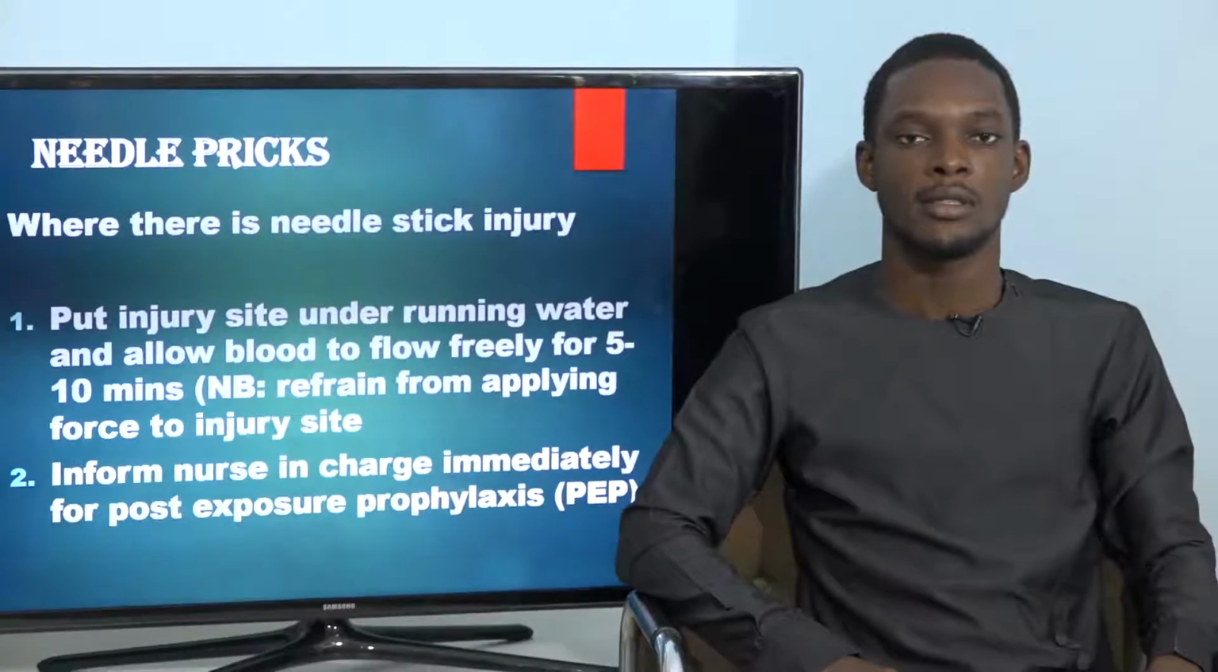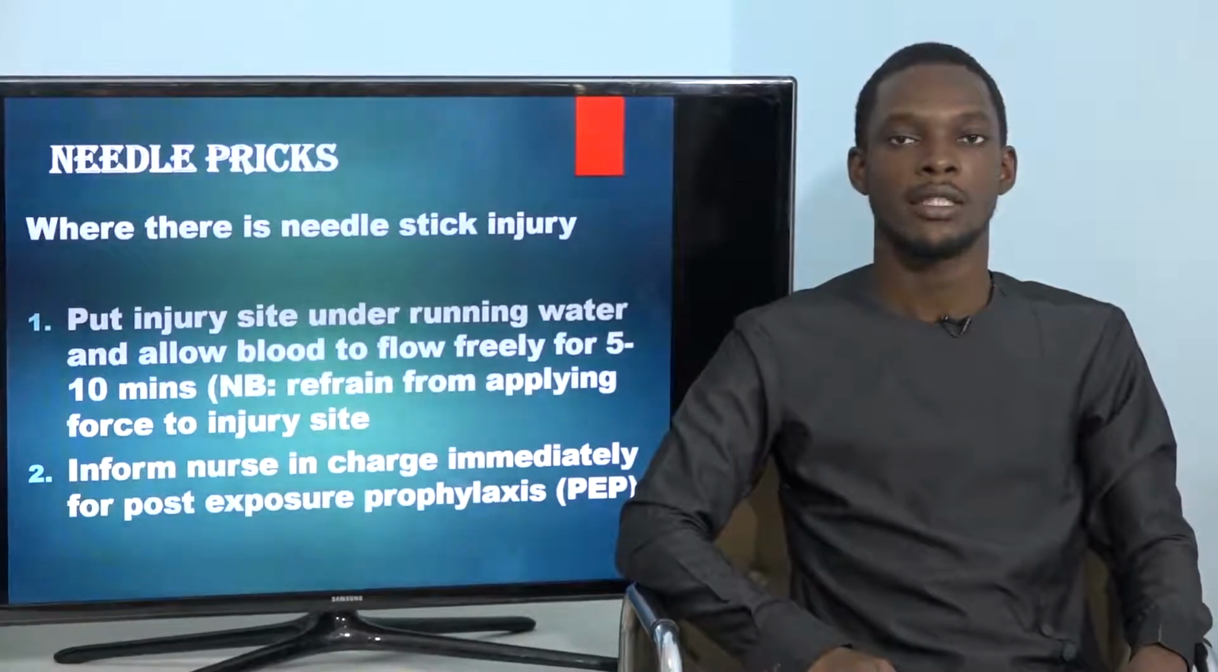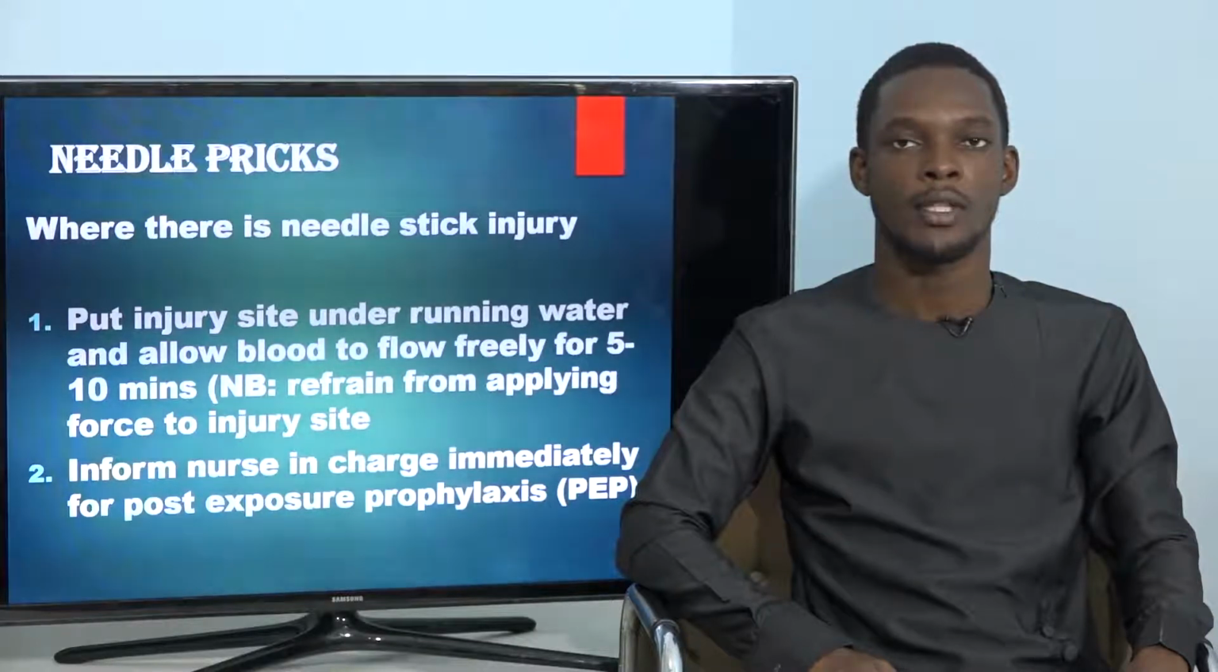Needle pricks. Needle pricks are injuries that may occur as a result of giving an injection or administering an IV infusion. Needle pricks are occupational hazards. When there is a needle injury, what do you do? First and foremost, put the site where the prick occurred under running water and allow the blood to flow freely. Do not attempt to apply pressure to the site.